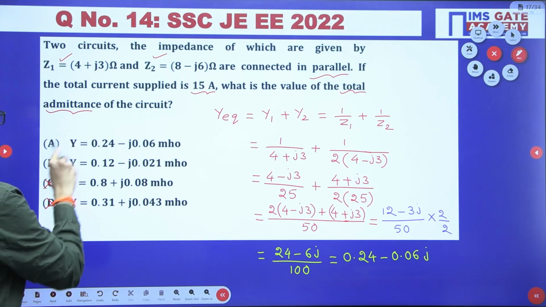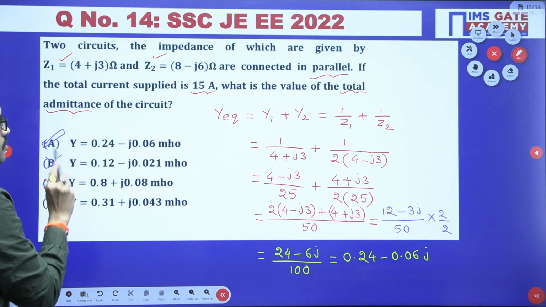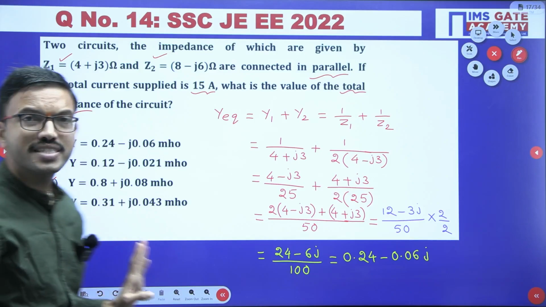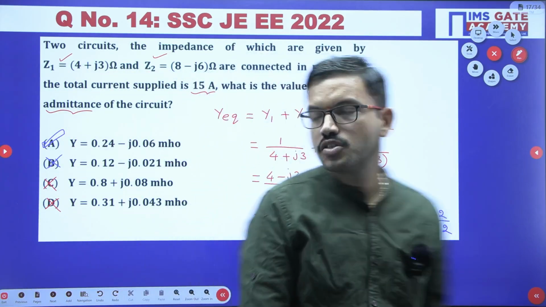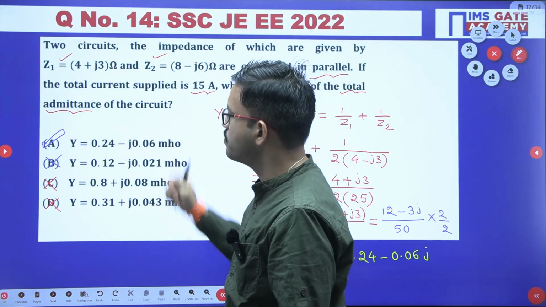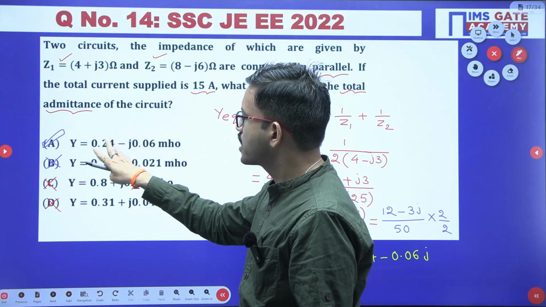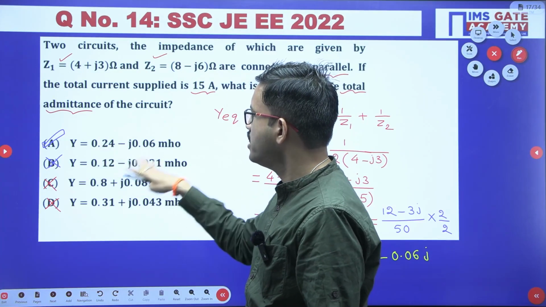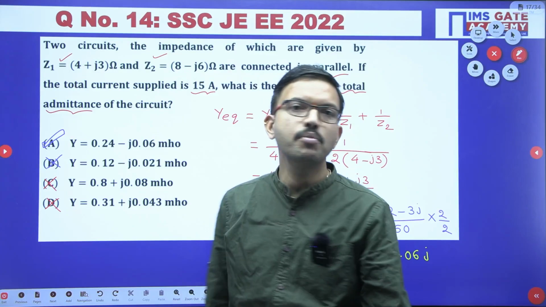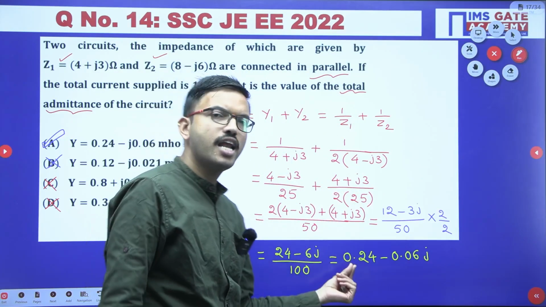Yes, option A is the correct one. The moment you get that option A is correct, option B we can eliminate. Even here, in option A and option B, the real part is different and the imaginary part is different. The moment you are able to get the real part, with the help of that also you can easily answer the question.